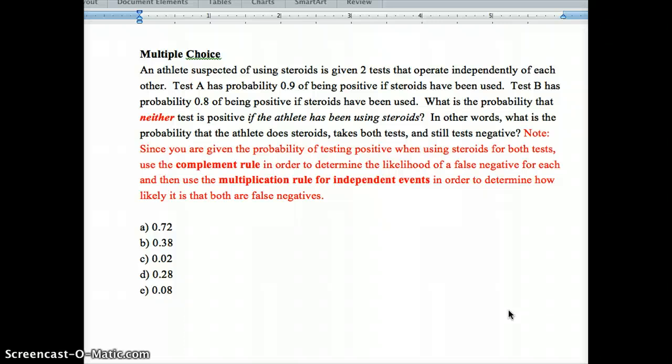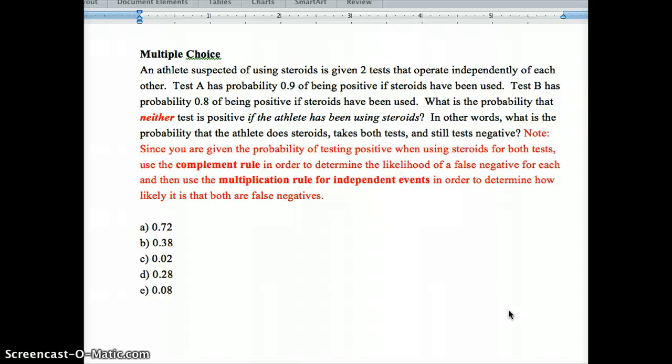Test B has a probability of 0.8 if steroids have been used. What's the probability that neither test is positive if the athlete has been using steroids? So we're given the fact that he's been using them, and then we're saying test A has a probability of 0.9 of being positive, test B a probability of 0.8. We want to know the probability that neither test is positive.